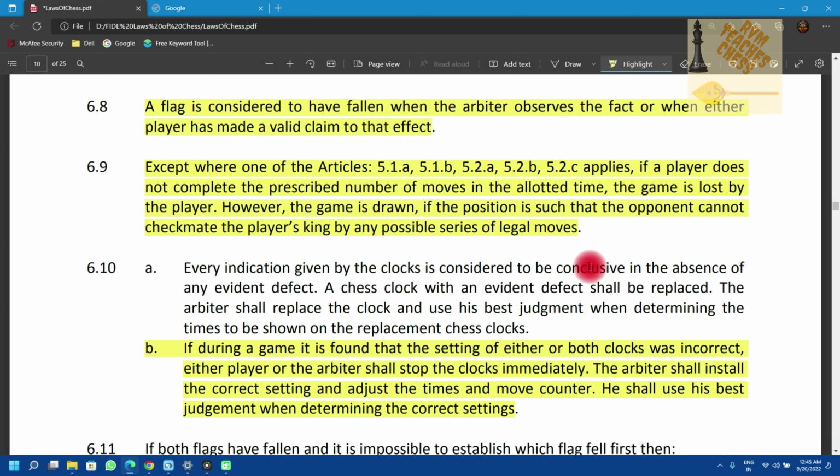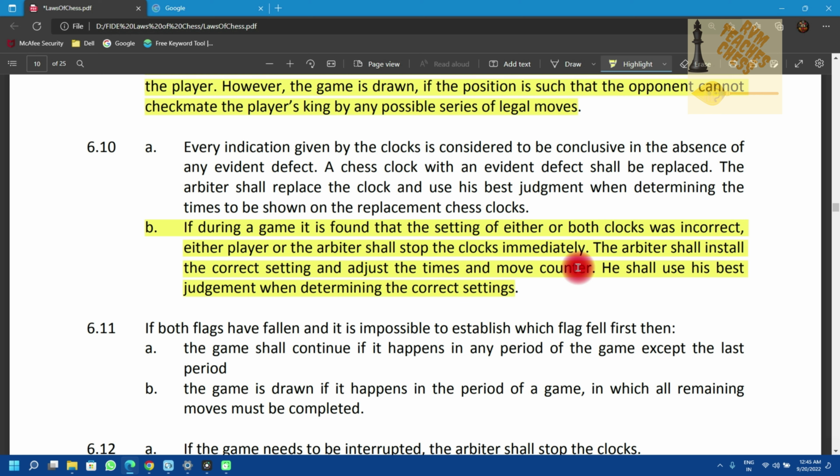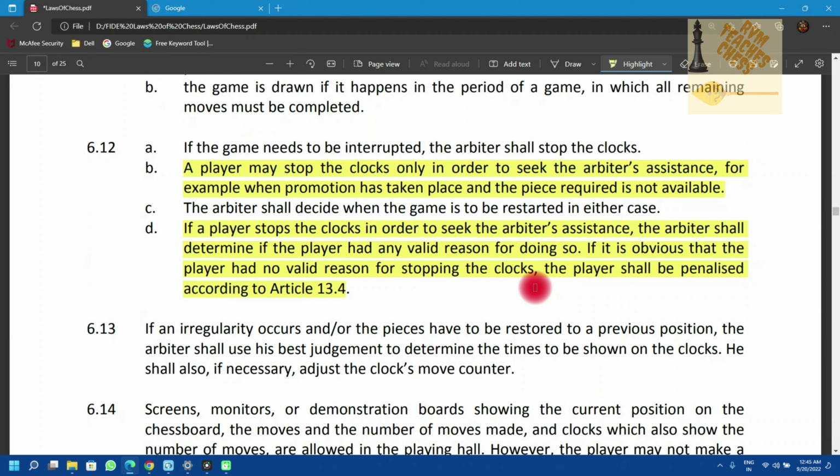If during a game it is found that the setting of either or both the clocks was incorrect, either the player or the arbiter shall stop the clocks immediately. The arbiter shall install the correct setting and adjust the times and move counter. He shall use his best judgment when determining the correct settings. I think it's pretty self-explanatory, so I'm not going to go into it.